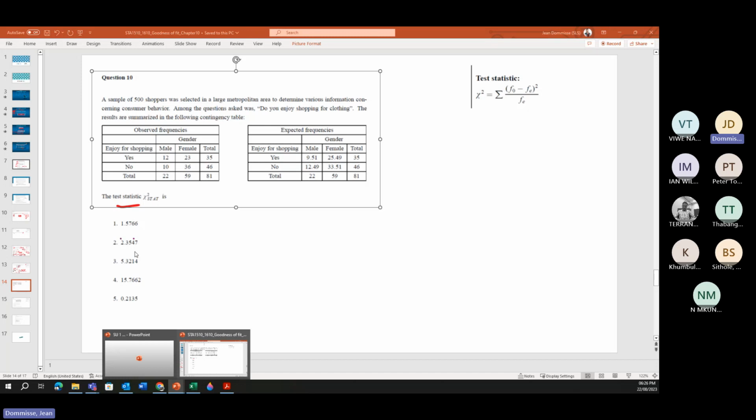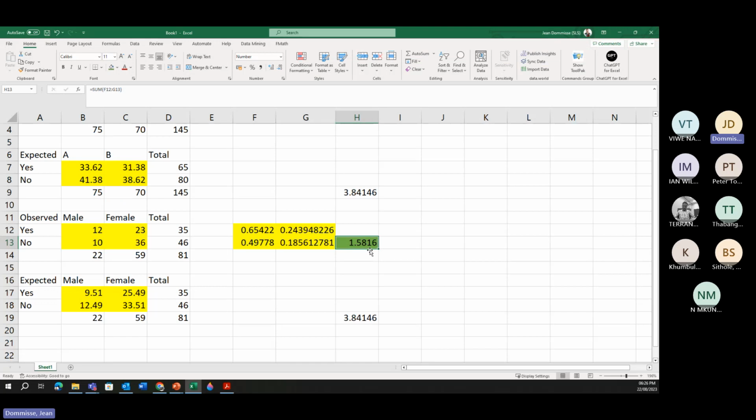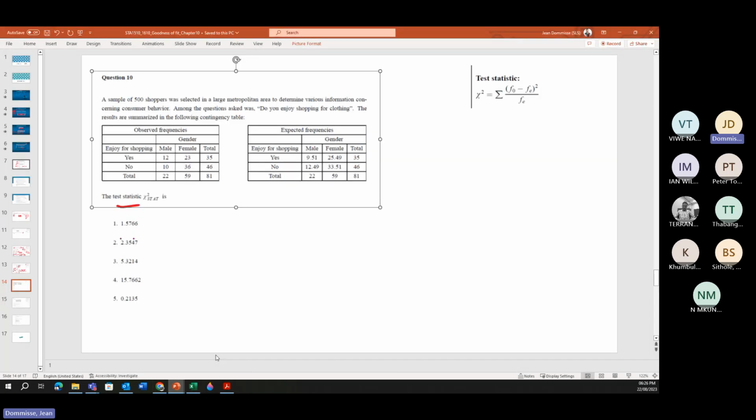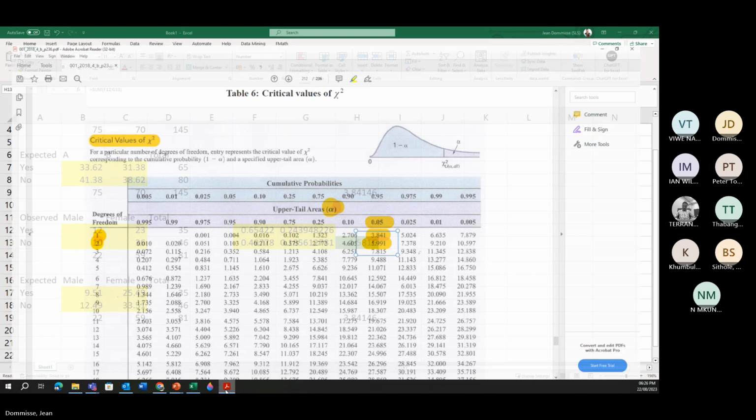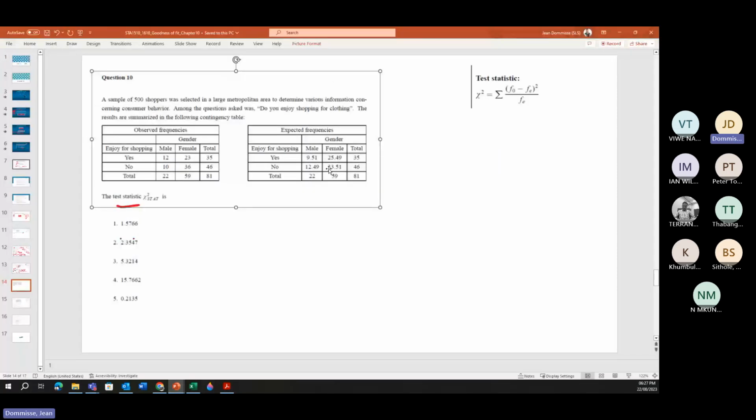So all of these are rounded off to 4. So 1,5816. The answer should be 1,5766. So what has happened with this one is that in Excel, we worked with rounded numbers. Yeah, because you would have used these numbers, you would basically work with a rounded off number.